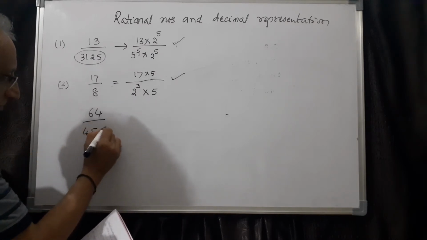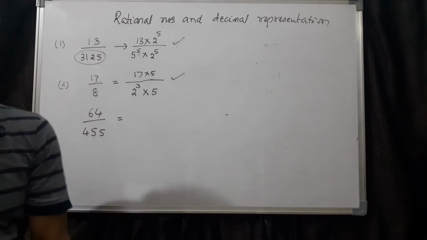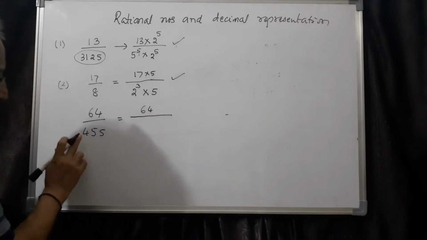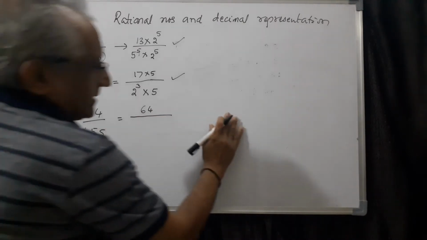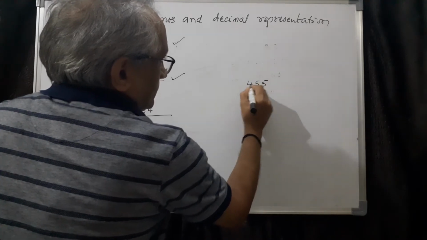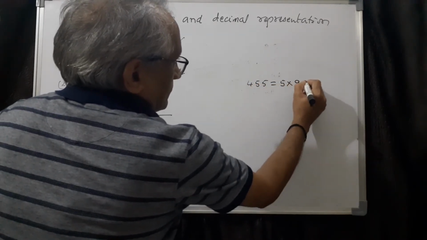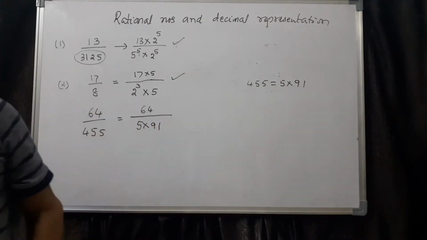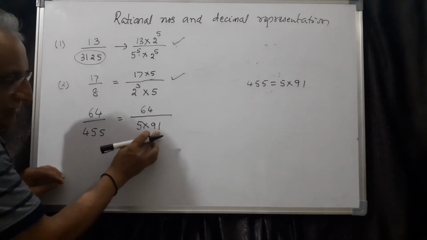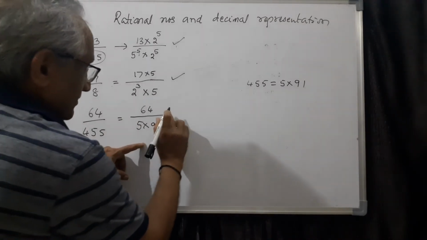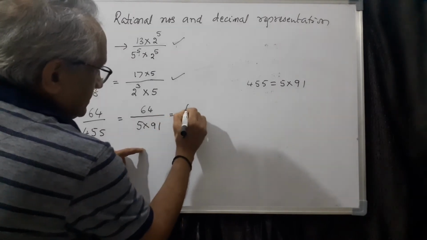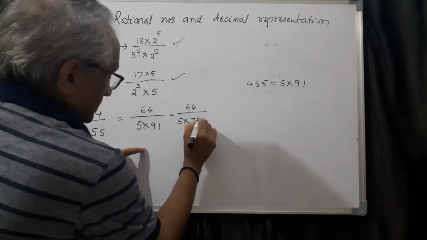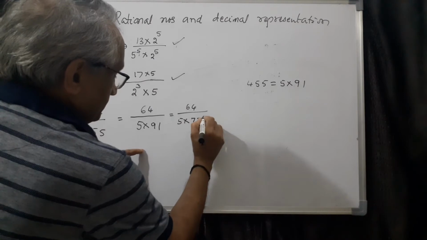Then next one is, say, 64 divided by 455. Whether this is terminating. So this is 64 divided by 455, which is divisible by 5, therefore I can write 455 as 5 into 91. Now 91 is not even a prime number. So it is 7 into 13. Therefore this is 64 divided by 5 into 7 into 13.